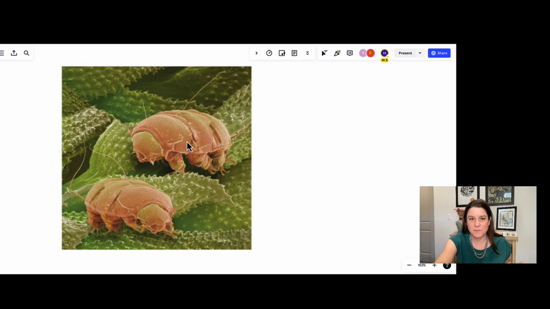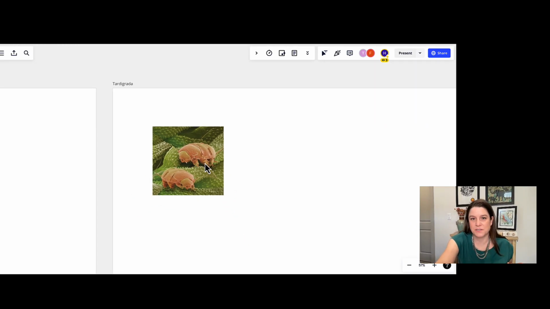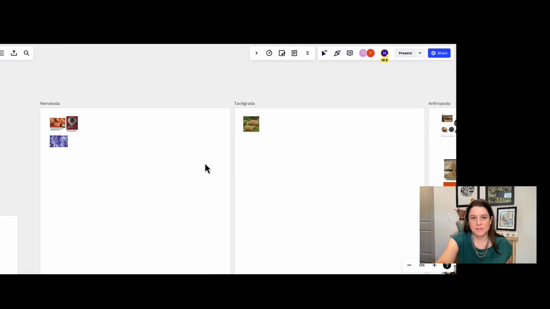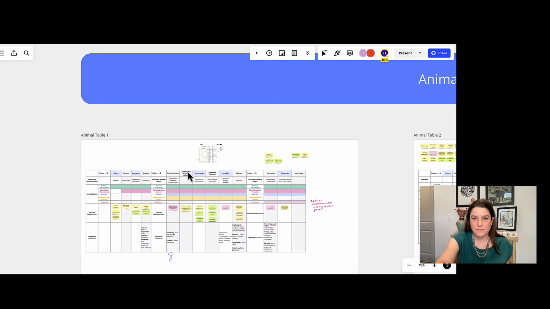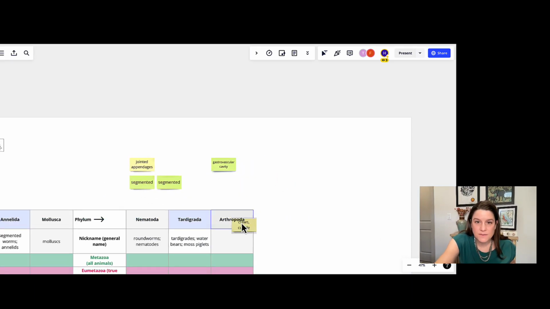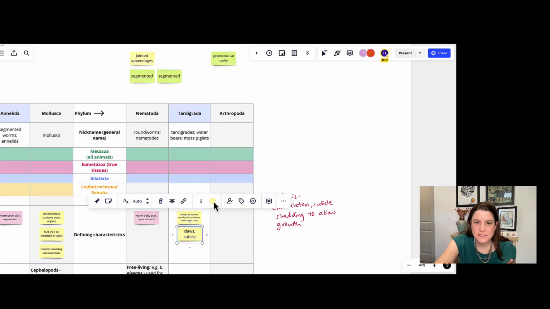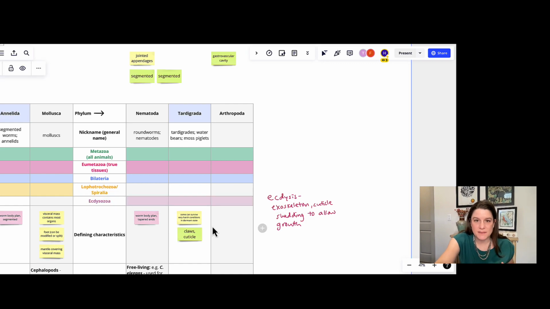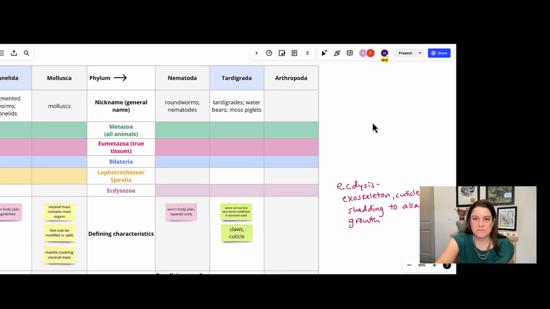Microscopic. This is a scanning electron micrograph. There are other pictures that are even cuter. They have these little clawed feet, that's a classic characteristic too, and these soft bodies. But they do shed their cuticle, I believe, in ecdysis. Claws and cuticle, that's going to go with them. And let's change this to green because it's not unique, but that is a feature. And really the harsh conditions are not entirely unique, but it is a feature.